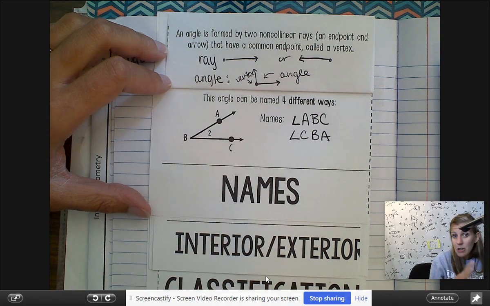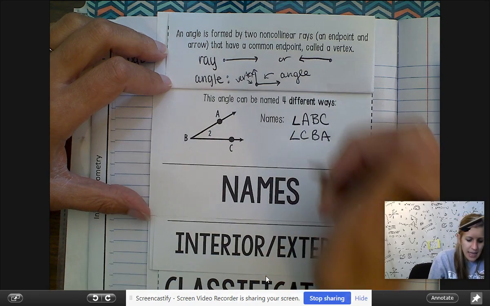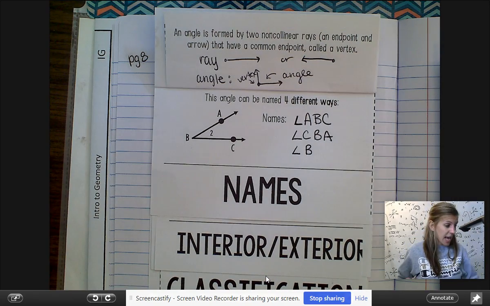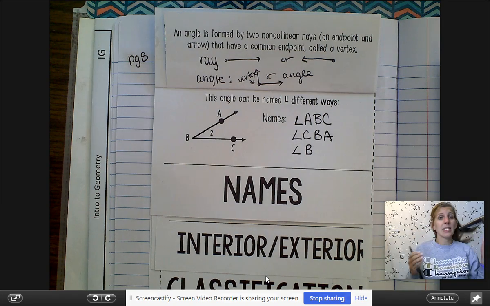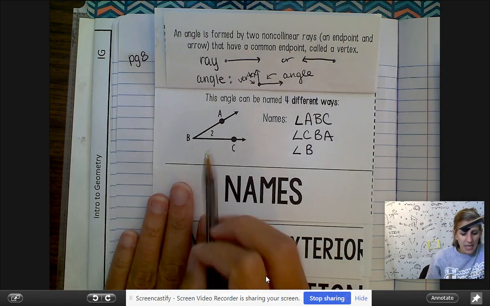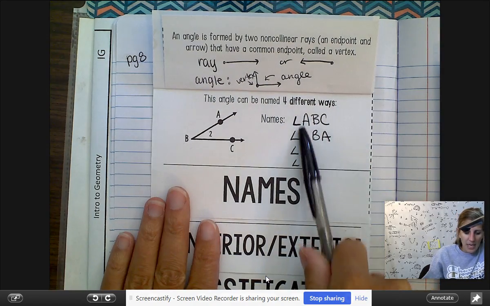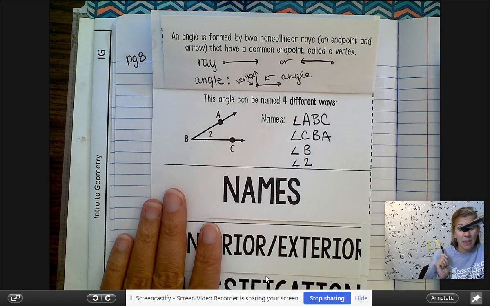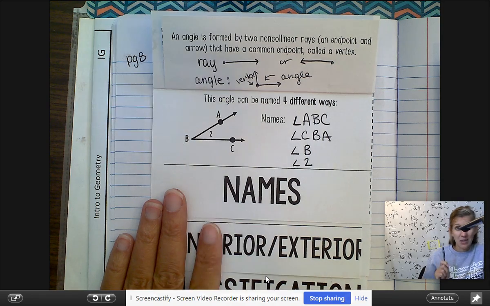Now, if there's no confusion, because there aren't multiple angles at B, then I could just call it angle B, just by its vertex, because maybe it doesn't have any other angles coming off of that vertex. And another way to name it is if we put a little number in there, then we can call it angle 2. But no matter what, we always have the little angle symbol in front. And no matter what, we have to be talking about the vertex, so B or 2, and then we can put the other points around it if we need to.